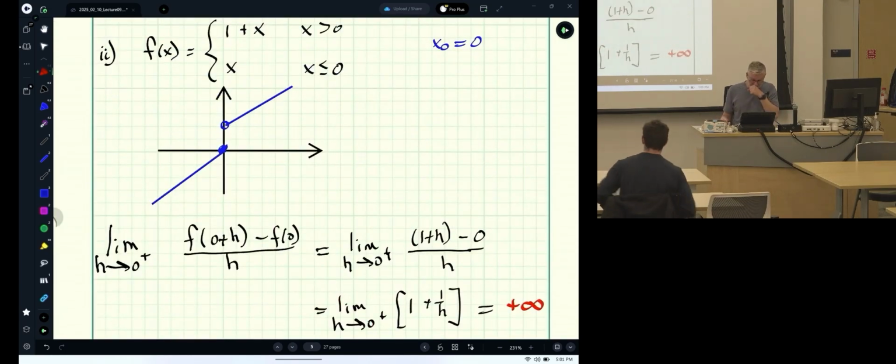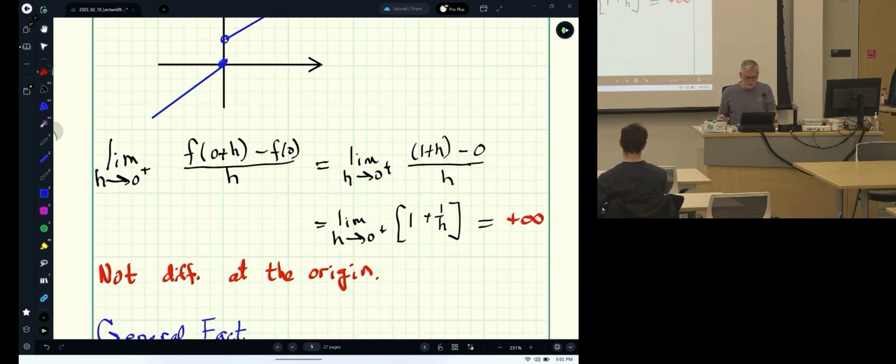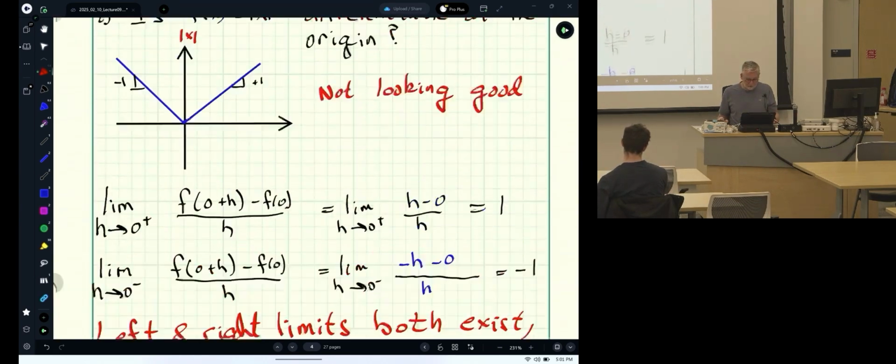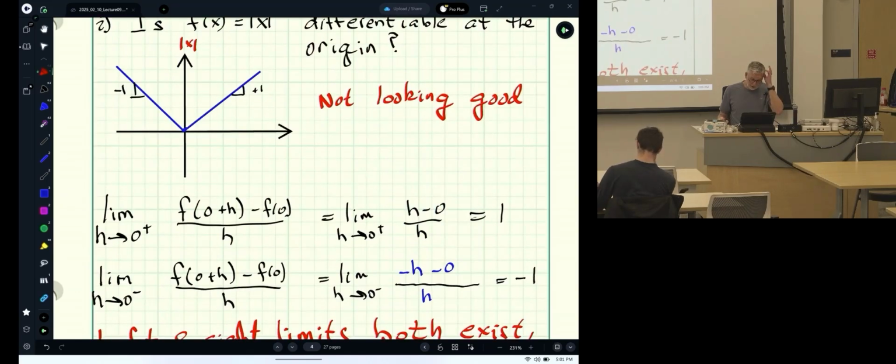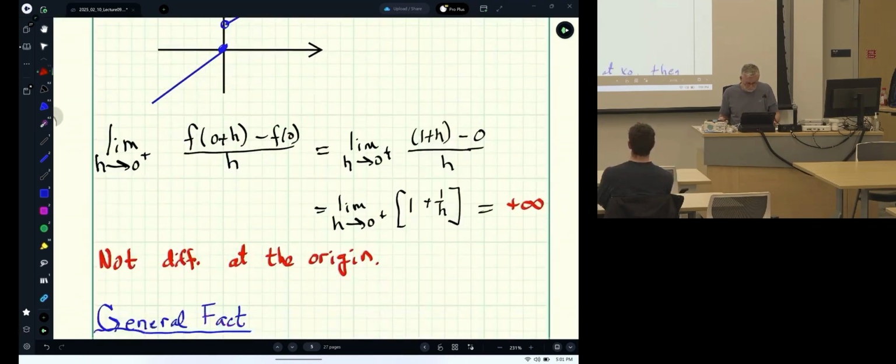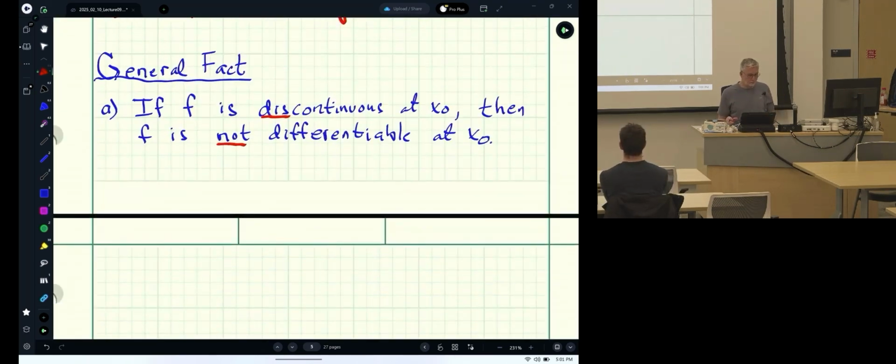The function has a jump at the origin, so it's not continuous, it's discontinuous at the origin. So you don't have to do any calculations, okay? So it's just a fact. And whenever you have a jump, you will do one of these limits and you'll always get plus or minus infinity. Now the origin here, the function is continuous. So this wouldn't apply.